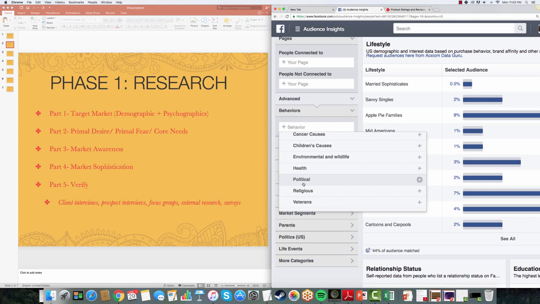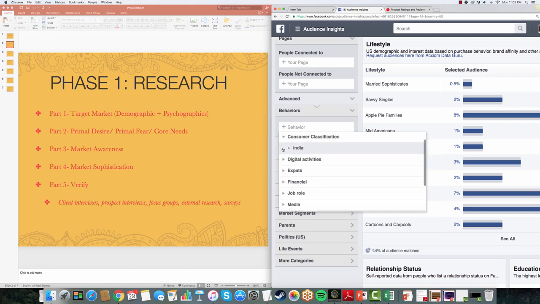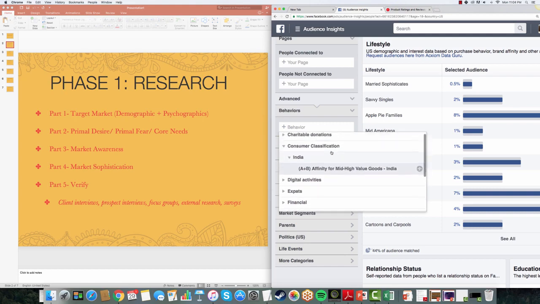I'd have to dig down in here, and that's not the focus of this video. But religious, veterans, world relief, all these different donations, charity is a buyer. They send money. So keep that in mind when you're looking at all this stuff. Consumer classification. In this case, they don't have that much information. They only have what they bought from India, whether or not they have an affinity for mid to high value goods in India. So it's not that valuable with consumer classification, although this could eventually get built out even better, so keep an eye on it.